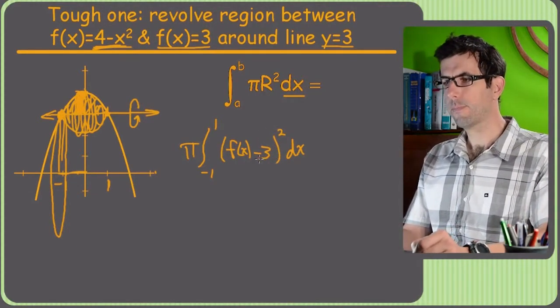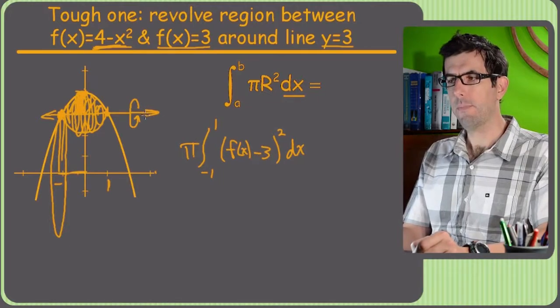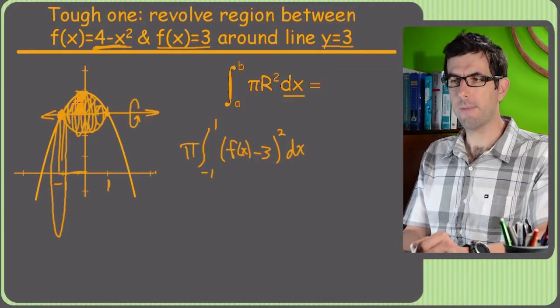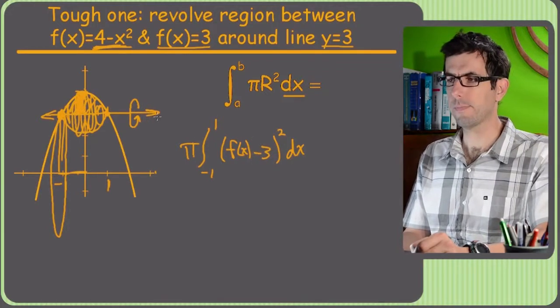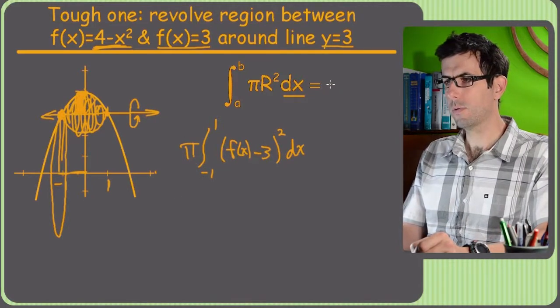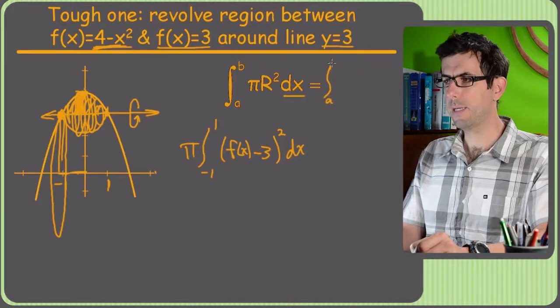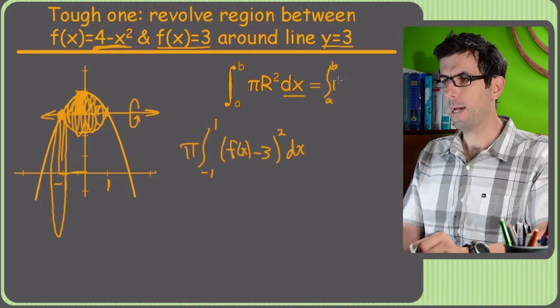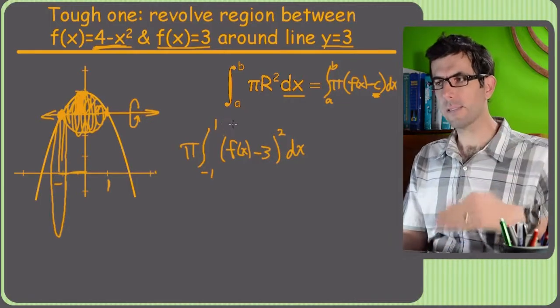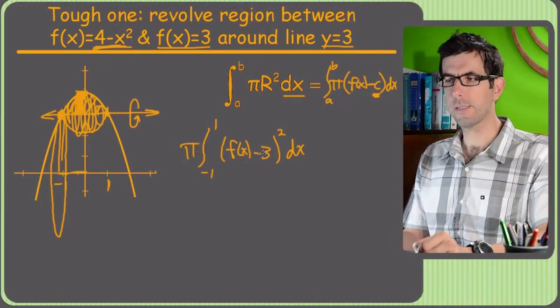Pretty weird. But let's see what happens if we do that. So basically the new formula is going to be f of x minus the coordinate of the spin axis. So I'll just write that out, from A to B of pi times (f of x minus c) squared dx. So c is just the coordinate of the axis there, which in this case is 3.